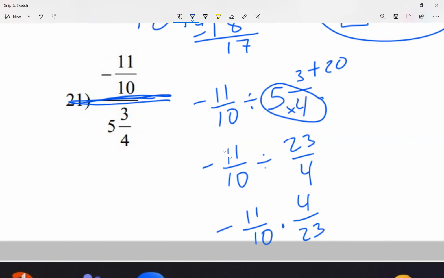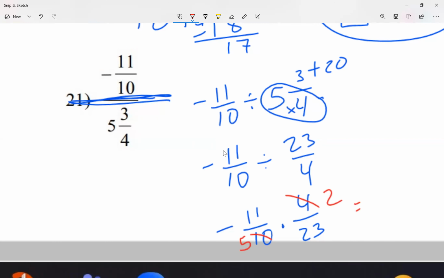Before I multiply straight, I see 4 and 10. I can make them smaller. I can divide them by something to make them smaller. Let me divide each by 2. So 4 divided by 2, 10 divided by 2. I made my number smaller. Okay, any more? I cannot. Good, so I'm ready to multiply it.